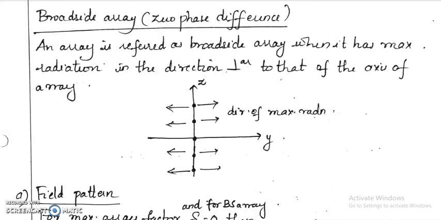Hi, next we discuss the broadside array. First of all, what is meant by a broadside array? It is an array that has maximum radiation in the direction perpendicular to the array axis. We have maximum radiation in a direction perpendicular to the array axis. Such a type of antenna array is known as a broadside array.